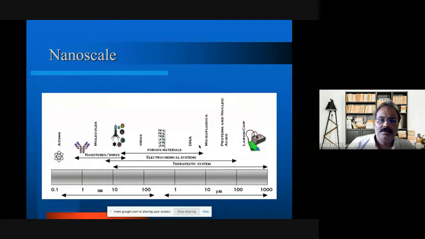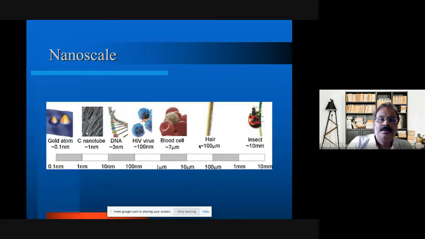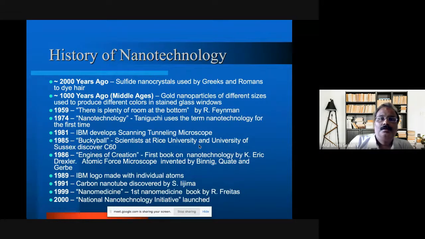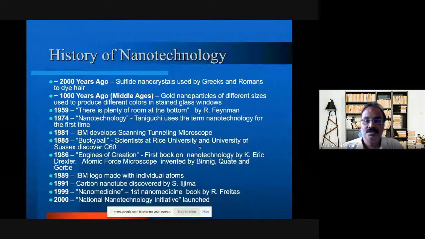So nanoscale: mainly this nanotechnology is concerned with less than 100 nanometer scale size. It's a comparison to know what a nanoscale is. So we focus mainly on less than 100 nanometer scale. The nanotechnology is not new, but it has been termed very lately because of the development of technology to characterize it. Nanotechnology is not new to us. It was there 2000 years ago, when sulfate nanocrystals were used by Greeks and Romans to dye hair. So this was evidence from above 2000 years ago.